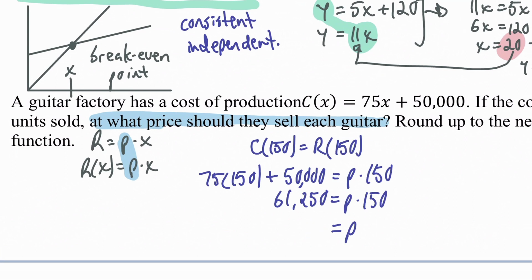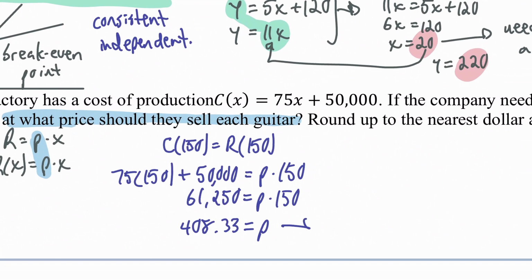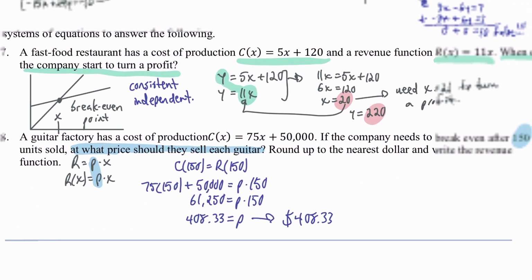Okay, so it's 408.3 repeating, and I'll round to two places. Let's imagine that this is a dollar amount, so two places would be the nearest cent. So that tells me that the price should be $408.33. That's the price per guitar they should charge, so that they'll break even when they sell 150.